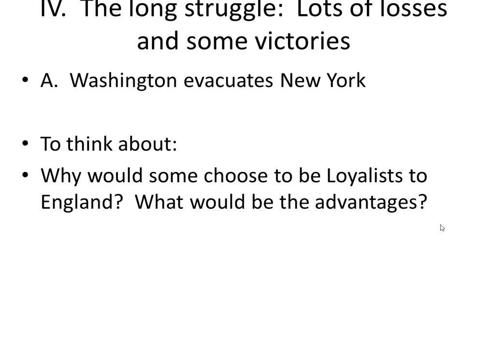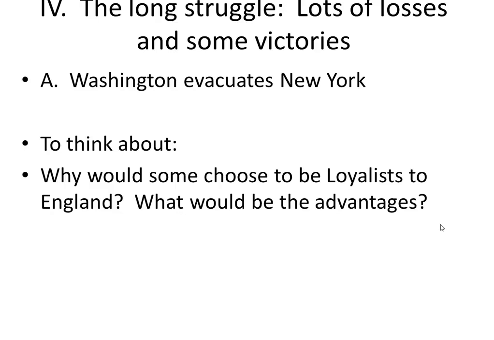So think about New York. It's very money oriented, as we've talked about. So remember the Navigation Acts, and think about why would some choose to be loyalist to England? What would be the advantages? So anyways, Washington was surrounded in New York.